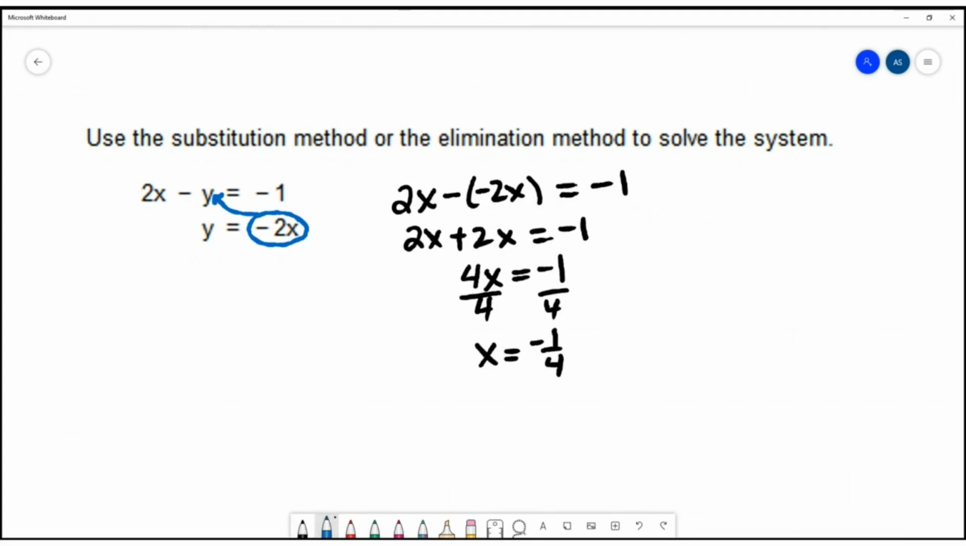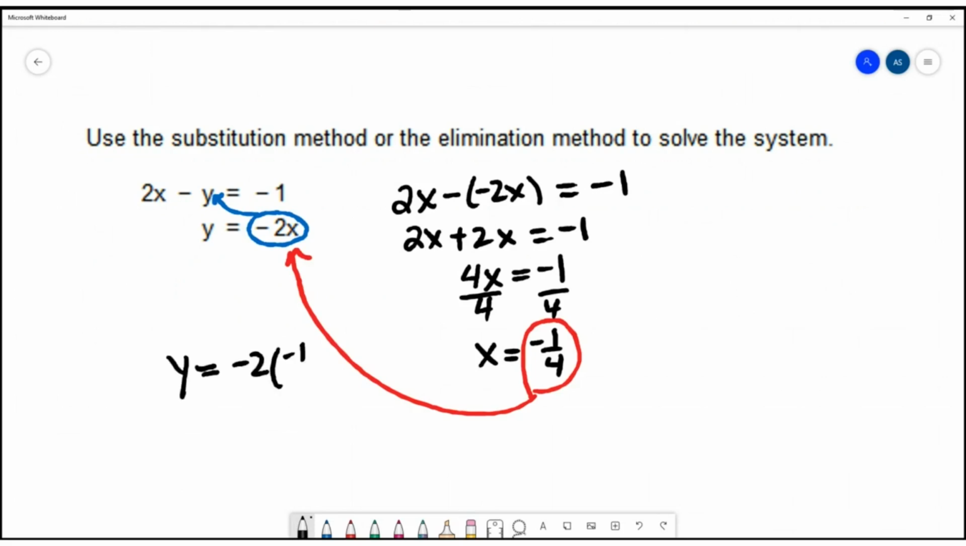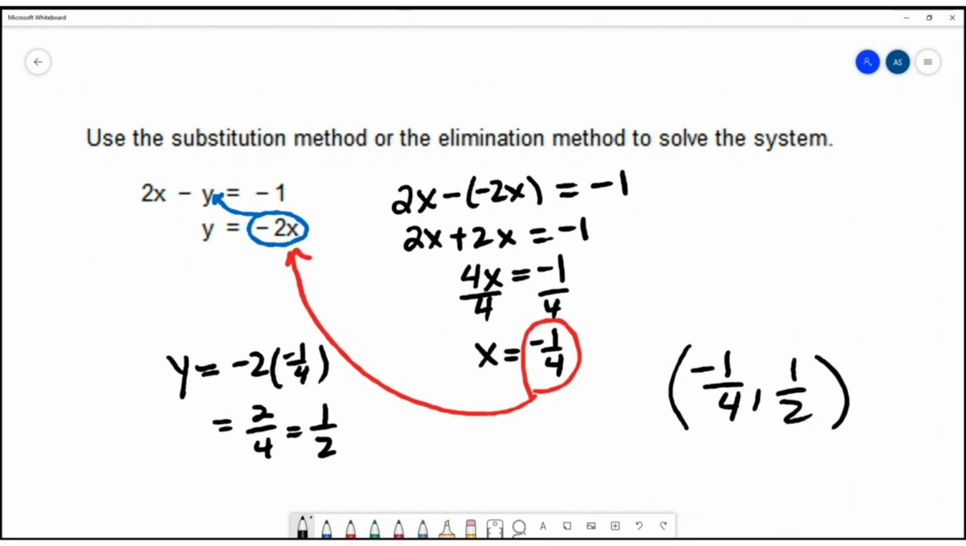So we found the x-coordinate. I need to find the y-coordinate. I'll substitute this x into one of the equations to get y equals negative 2 times negative 1/4. That's a positive 2/4, which is reduced down to 1/2. So the solution to this system of linear equations is negative 1/4, comma, positive 1/2.